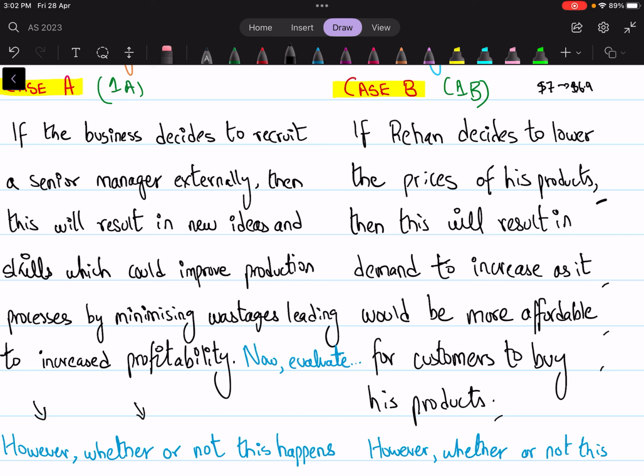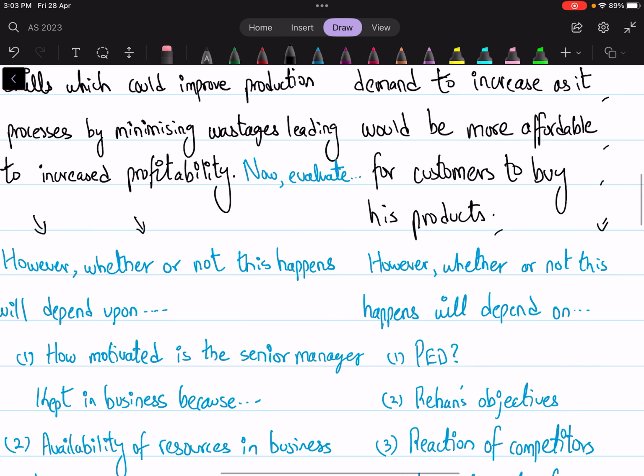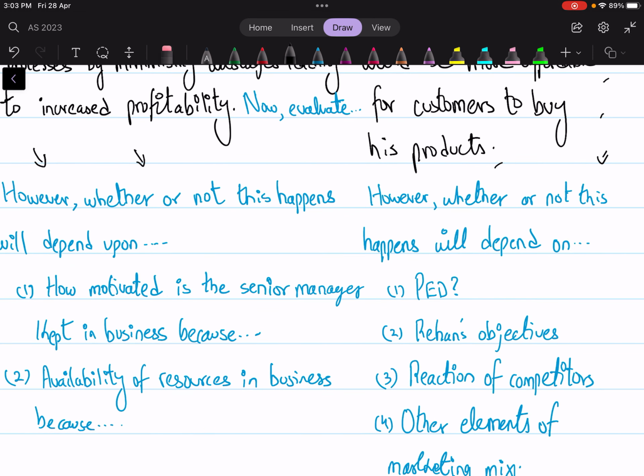So much would depend upon the extent to which prices are being reduced, or the reaction of competitors, or the brand loyalty of competitors. Many customers out there are not price sensitive, are not price conscious, and they keep buying from the same business because they are attracted by the other elements of the marketing mix, such as product, promotion, or the mere convenience of availing something. However, whether or not this happens will depend upon the PED of Rehan. If you are lowering your prices and you have an inelastic PED, I'm sorry, your revenue will not increase. Rehan's objectives, reactions of competitors, other elements of the marketing mix.